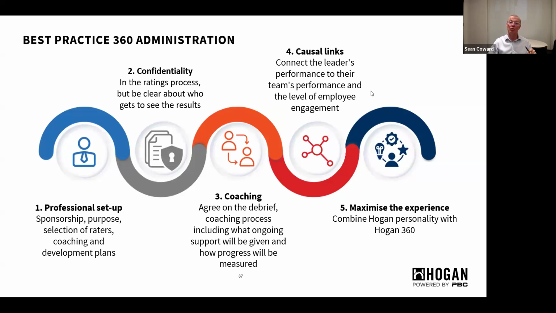Causal links in terms of data can be really powerful. If you're dealing with a leader, have their Hogan 360, maybe their personality. Why not also ask for the engagement data for their team? If you can see very consistent themes throughout these data sources, it can be really impactful.